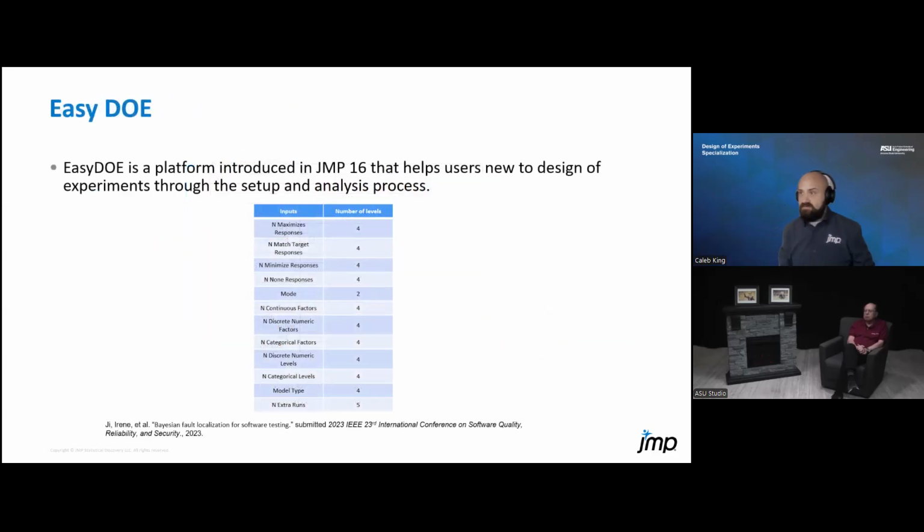One last example, and trying to make good time here. So another platform that we introduced, I believe it was introduced in JMP 16, I could be wrong, but we have the custom design platform, custom DOE platform in JMP. Very powerful tool, very flexible in helping you create almost any design you would want. But it could be a little intimidating for someone who's new to design of experiments. So we created Easy DOE.